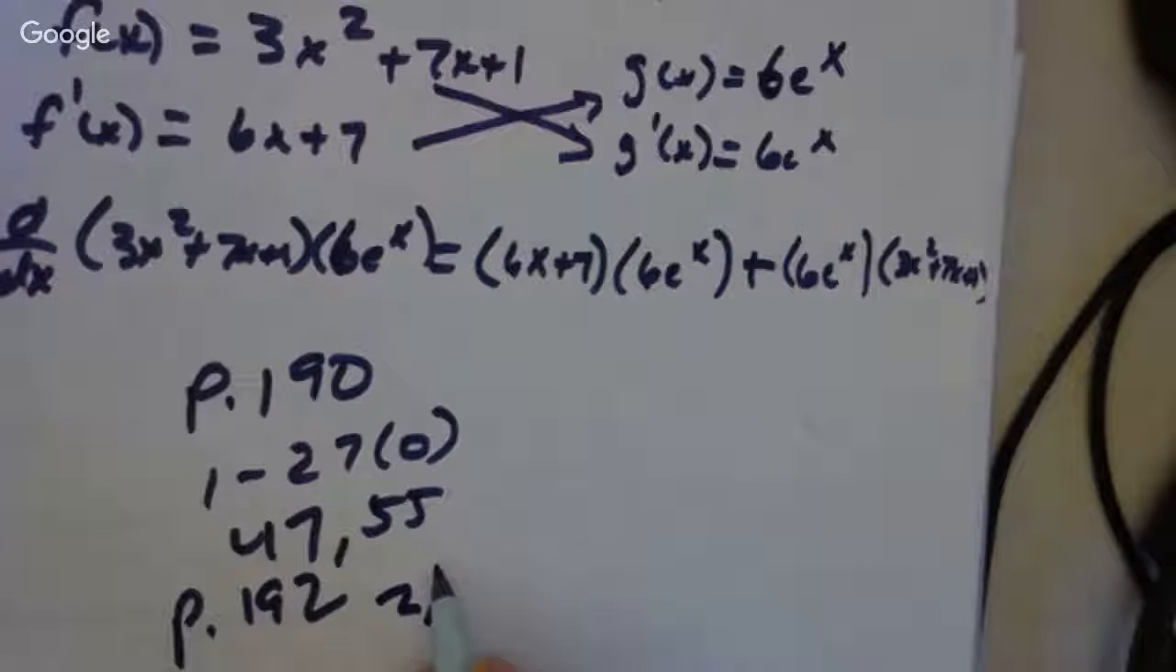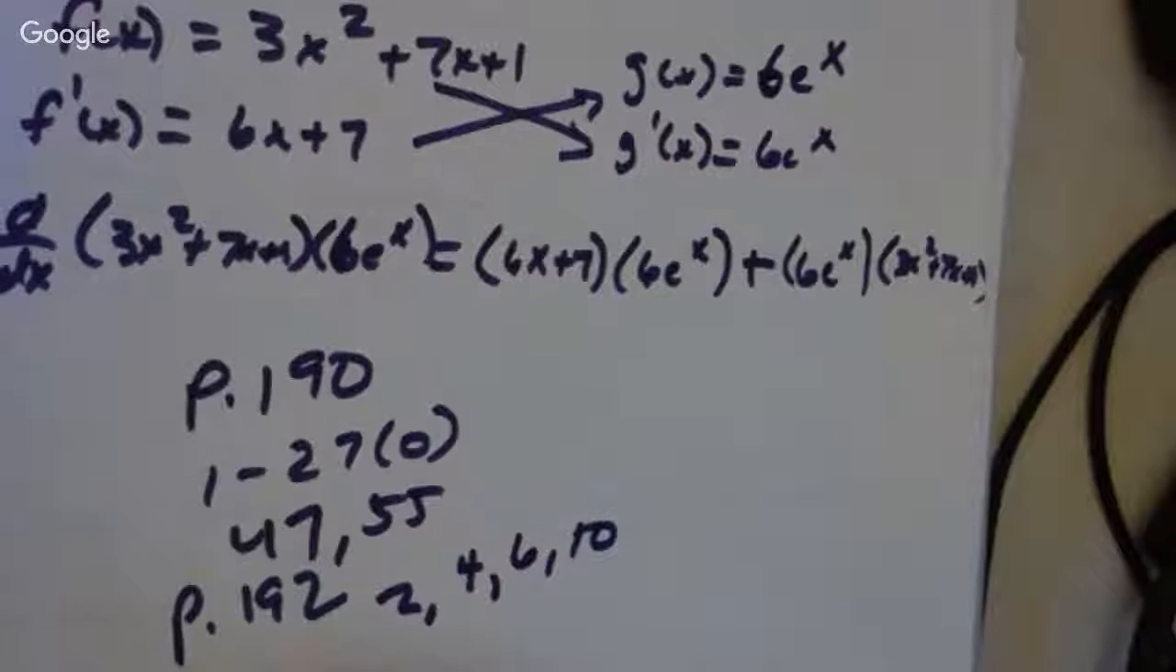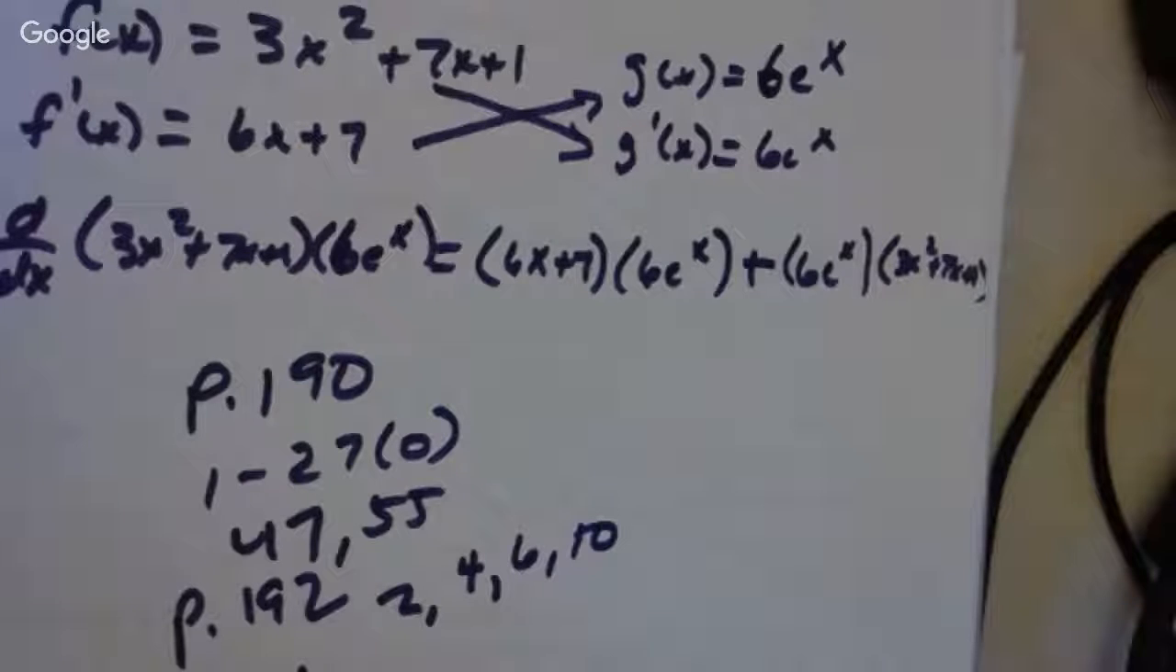Two, 4, 6, 10. No, 8 isn't that good. And then on 193, no, sorry, that's not 193. We've got to do some quotient rule or some product rules. Let's go for page 201. Let's do which ones? Let's do 1 through 11. Number 2, number 9, 16. 1 through 5.